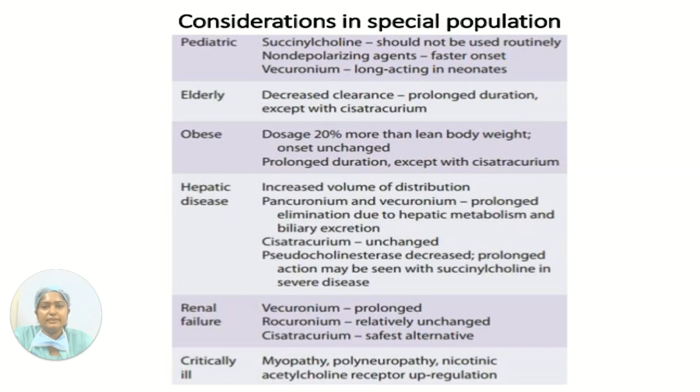Hepatic disease: increased volume of distribution. Pancuronium and vecuronium have prolonged elimination due to hepatic metabolism and biliary excretion. Cisatracurium is unchanged. Pseudocholinesterase is decreased, so prolonged action of succinylcholine may be seen in severe disease. In renal failure, the duration of action of vecuronium is prolonged. Rocuronium is relatively unchanged, and cisatracurium is the safest alternative. In critically ill patients: myopathy, polyneuropathy, nicotinic acetylcholine receptor regulation, and succinylcholine is contraindicated.